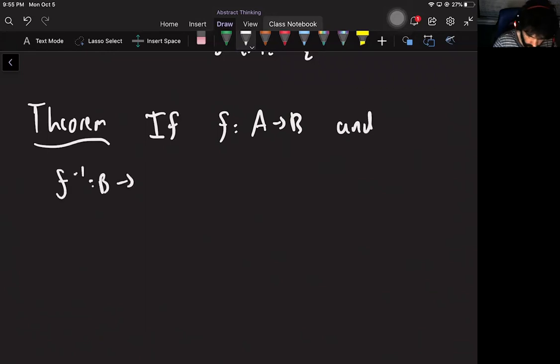So suppose you already know that these are functions. So that means we already know f is bijective and it has an inverse that exists.